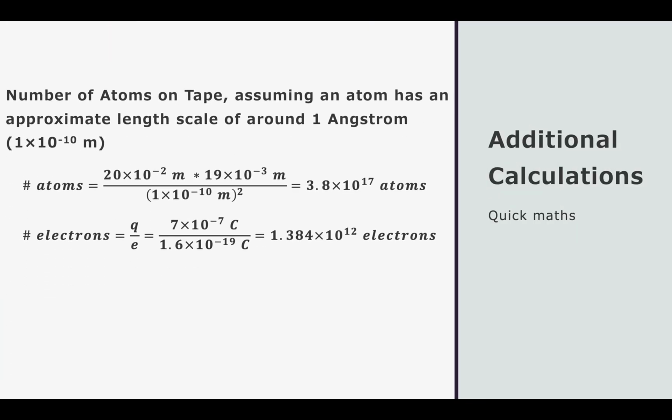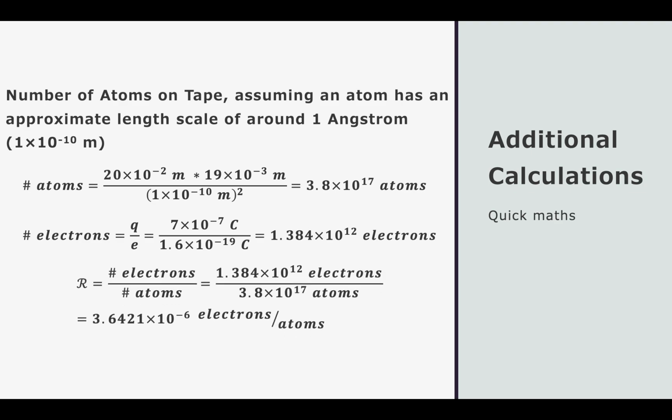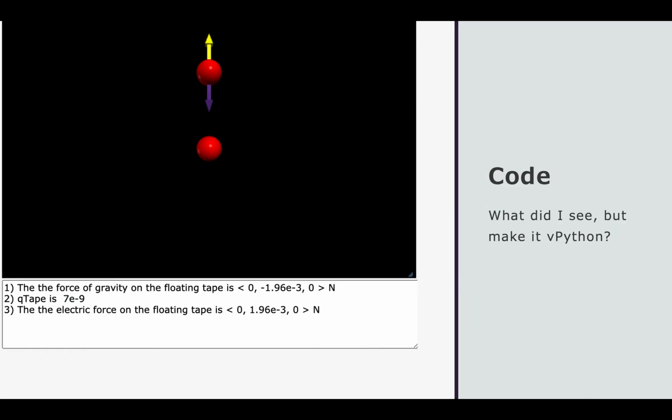Some additional things I calculated were the number of atoms that compose the tape, using the area of the tape, and the number of electrons that were given up by these atoms by dividing the excess charge by the charge of an electron. Using this, I determined the ratio of atoms that gave up electrons during the charging process. I then modeled this experiment using VPython.